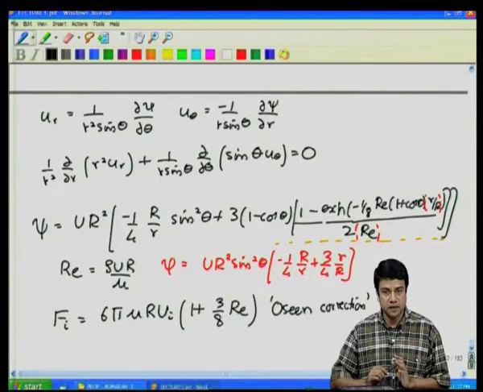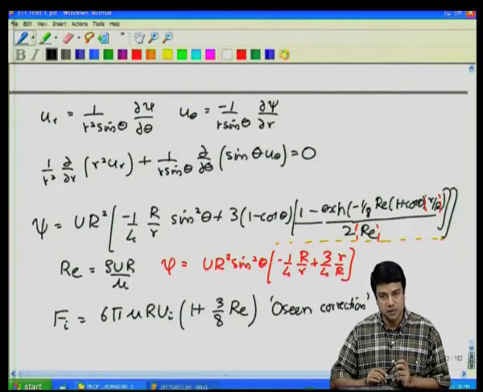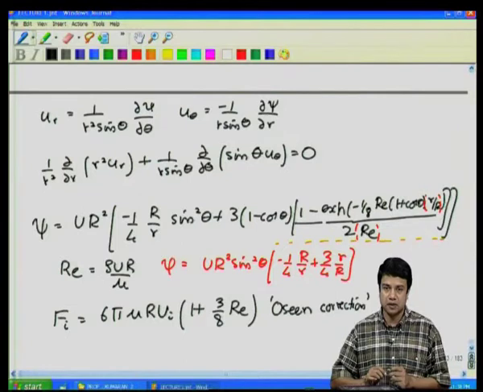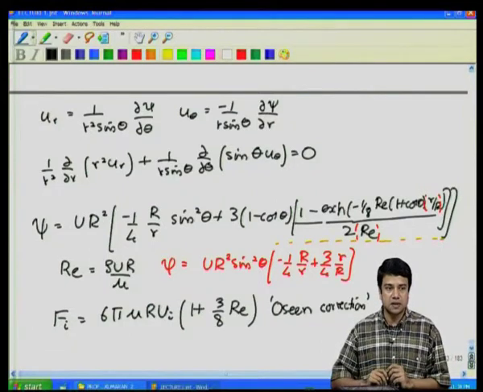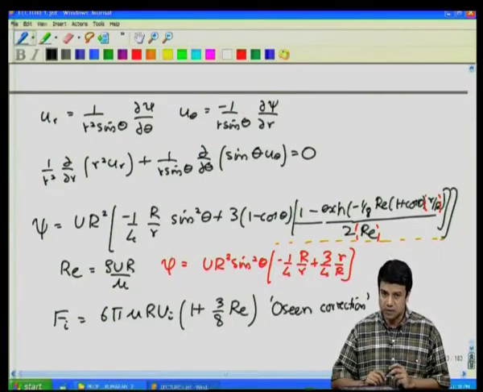That can be solved, and because of these inertial effects, you get a correction to the drag force on the sphere, which goes as 1 plus 3 by 8 times Re. So, that is a summary of the effect of inertia at low Reynolds numbers. This completes our discussion of low Reynolds number flows. Next, we will go on to flows in the limit of high Reynolds numbers.